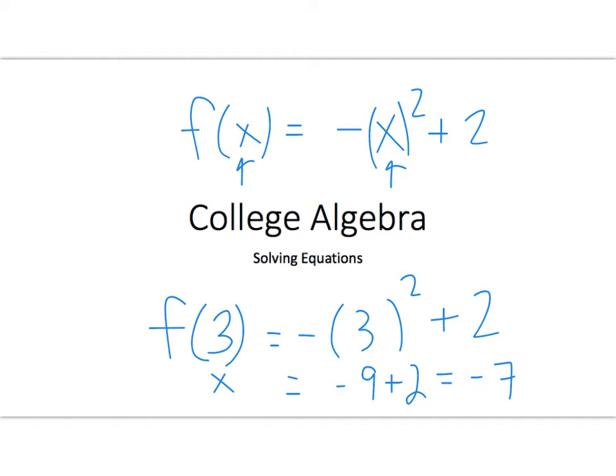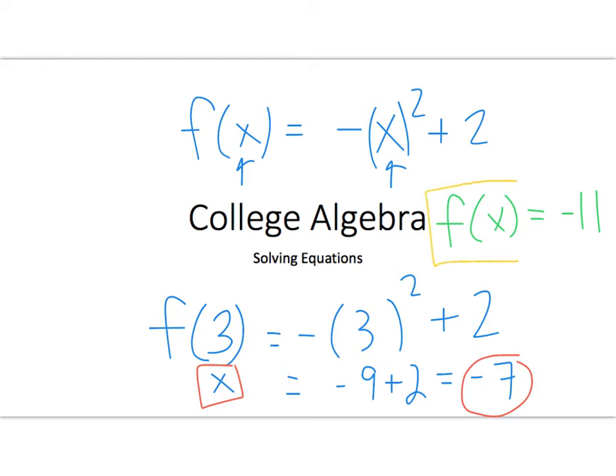But now, just to be clear, you're given an x value, and you output a y value. Now, I'm going to ask you the opposite. Now, another word for f of x is y. We're now telling you the output, the y, is negative 11. And we want you to figure out what x is.